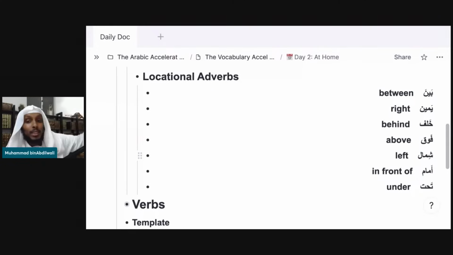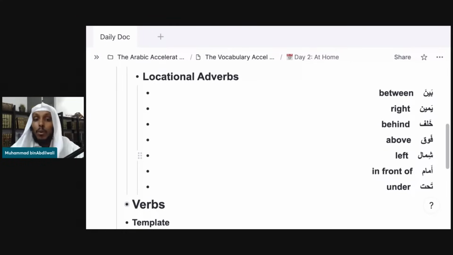Bayti khalf al-masjid. My house is behind the masjid. You might say al-qalamu fawq al-tawila. The pen is on top of the table. You might say al-masjidu shimal al-suq. The masjid is to the left of the suq. Or you might say amam. As-sayyaratu amam al-masjid. The car is in front of the masjid. Or you might say taht, under. Such as al-wisadatu taht al-sarir. The pillow is underneath the bed, for example.